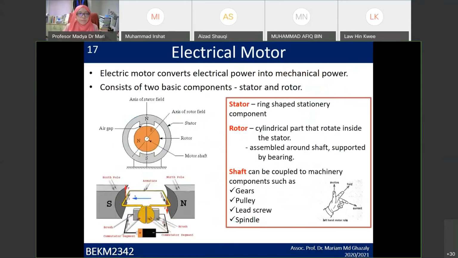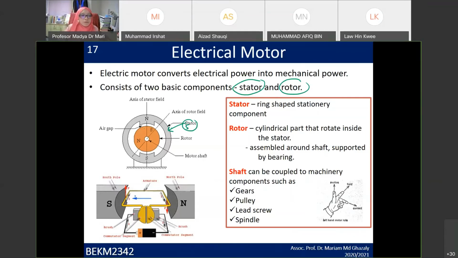So how does an electrical motor work? An electrical motor converts electrical power into mechanical power. You give a signal, and it converts to mechanical motion, which means it is going to rotate. The basic concept of an electrical motor is that you have a stator and a rotor. This is what we call the stator. Stator means fixed. Always remember, a stator is something which is fixed, and a rotor is something that is moving. The rotor is normally connected to a shaft.